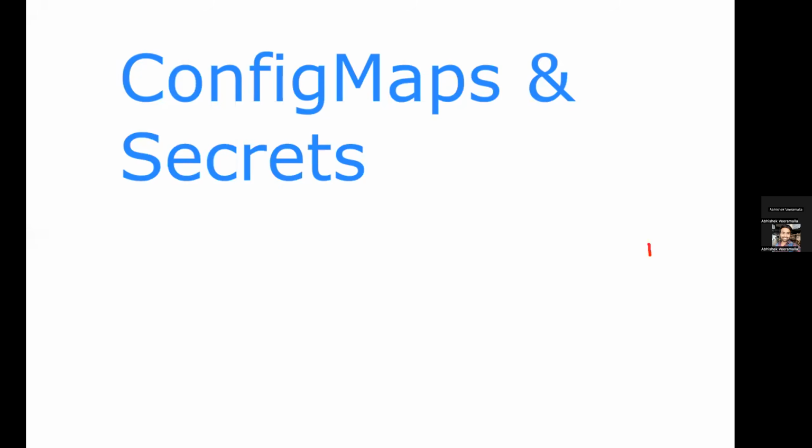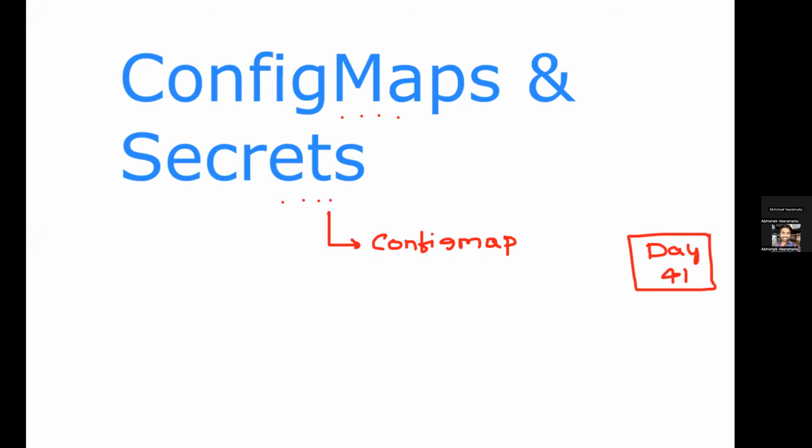So today we are at day 41 of our complete DevOps course, and in this video we will be learning about config maps and secrets in Kubernetes. On a very high level, we will learn what a config map in Kubernetes is, and why a secret exists in Kubernetes.